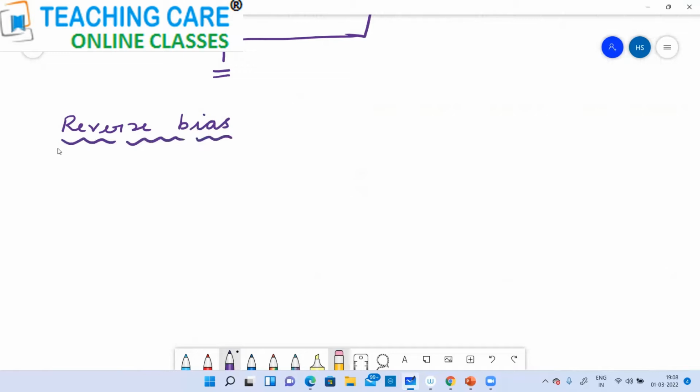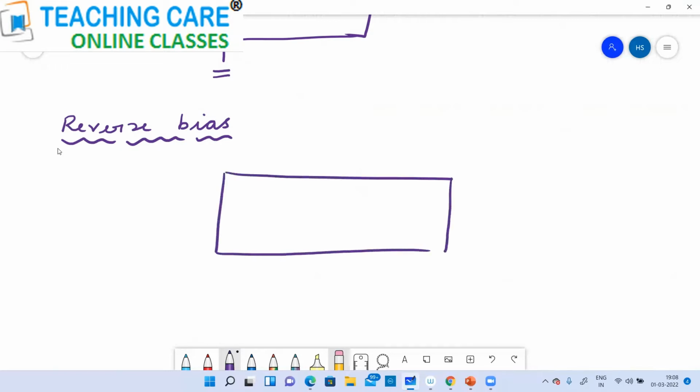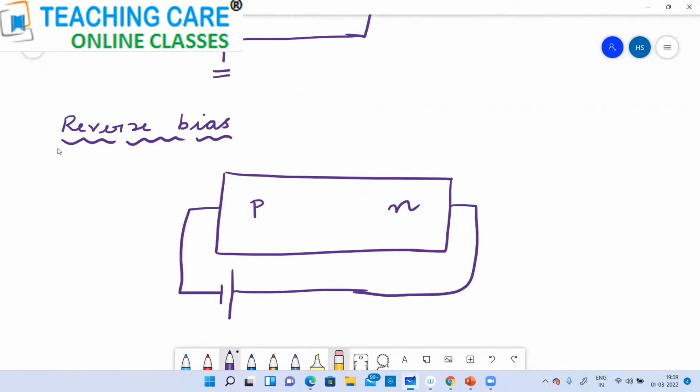So, shall we go to the reverse bias? Yes, ma'am. So what will happen in the reverse bias? The P-type is connected to negative and N is connected to positive. This is the reverse biased. The free electrons flow towards the positive. So these electrons start flowing to the positive terminal of the battery.